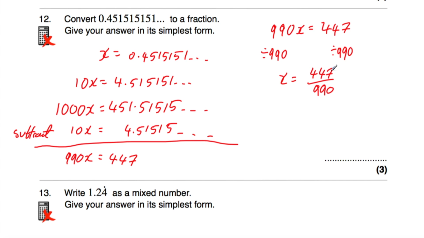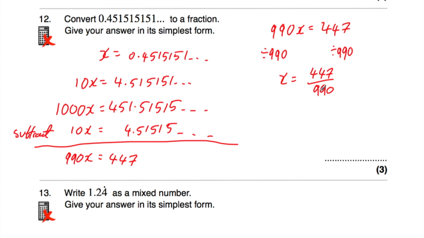Well, 4 plus 4 plus 7, so 4 plus 4 is equal to 8, plus 7 is equal to 15, and 15 is in the 3 times table, so you can divide that by 3. And 9 plus 9 is 18, plus 0 is 18, and 18 is in the 3 times tables as well. That means we can divide both the numerator and the denominator by 3.